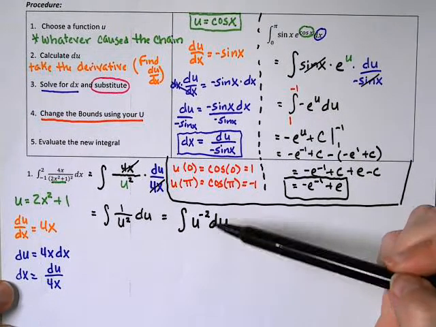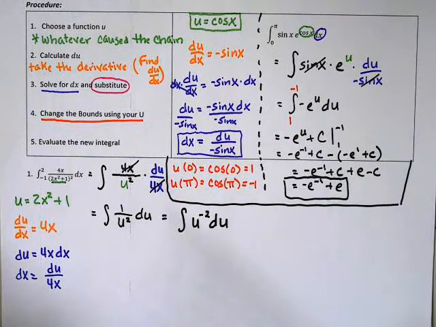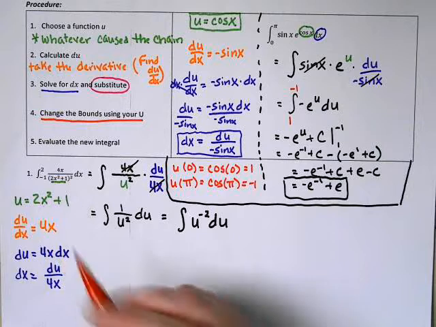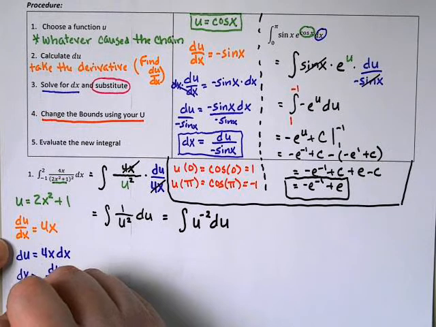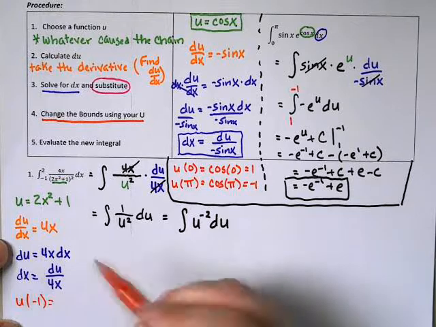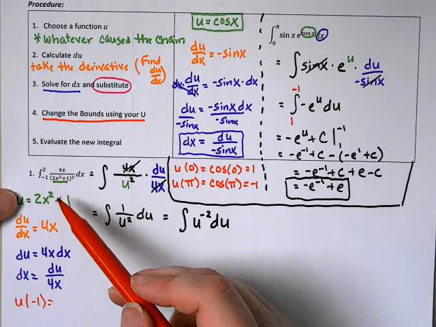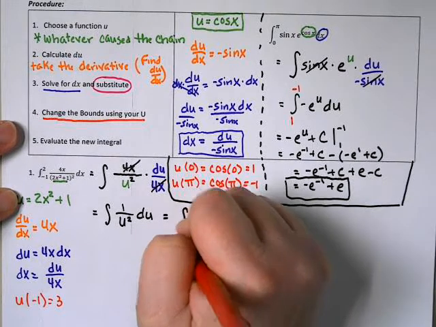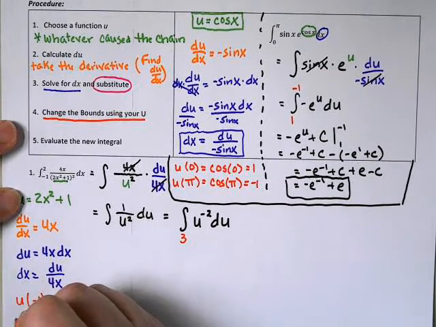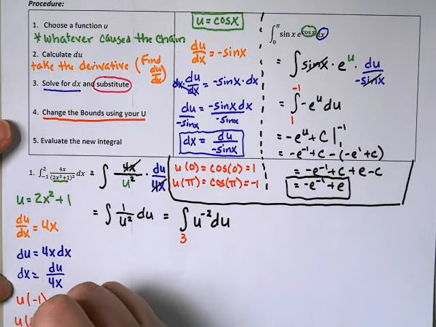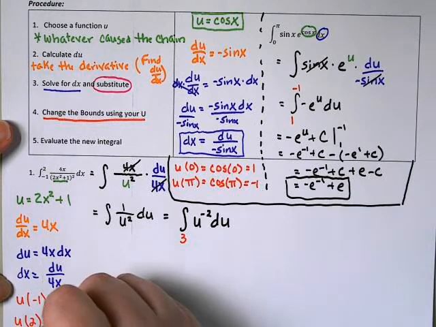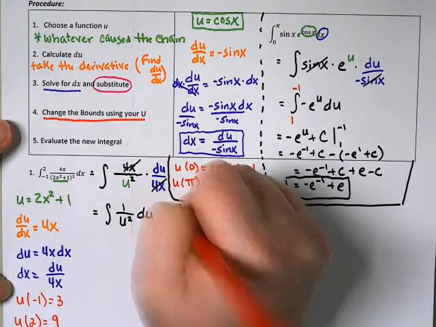All right, now we are ready to figure out what the bounds are for our integral. So again, we're going to take the original bounds and we're going to plug them in to the function here for u to figure out what the u bounds are. So u of negative 1 means take negative 1 and plug it in. So negative 1 squared is 1 times 2 is 2 plus 1 is 3. So that means my lower bound is 3. And then for my upper bound, I'm going to do u of 2. So 2 squared is 4 times 2 is 8 plus 1 is 9. So now my upper bound is 9.